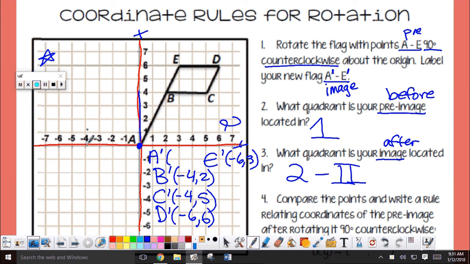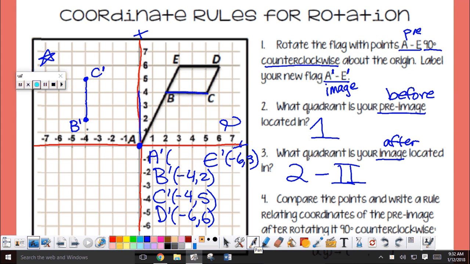Okay? So B prime is at -4, +2. C prime is at -4, +5. And I want you to notice, B and C are how far apart on our pre-image? Well, they're 1, 2, 3 points apart. And how far are B prime and C prime away from each other in our image? 1, 2, 3. So that works. That makes sense.